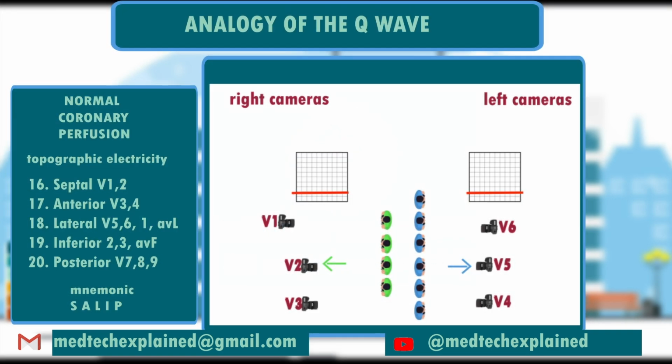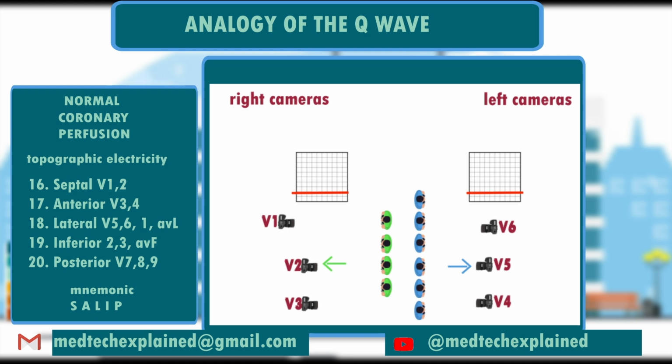Part 19C, analogy for the Q wave. To understand the Q wave, let us reimagine the chest leads as 6 cameras inside a classroom. The 3 right chest leads, V1 to V3, are cameras on the right side of the room, and the 3 left chest leads, V4 to V6, are cameras on the left side of the room.